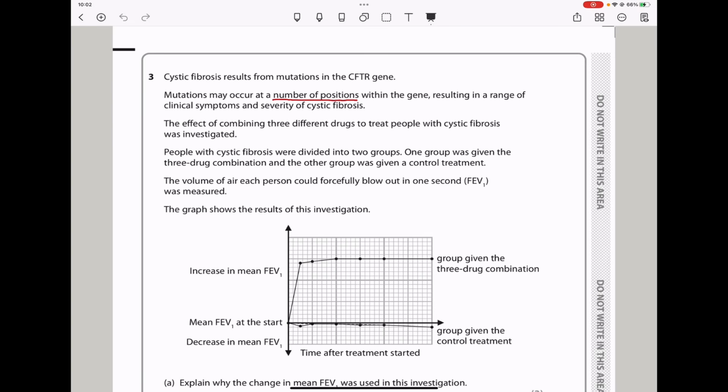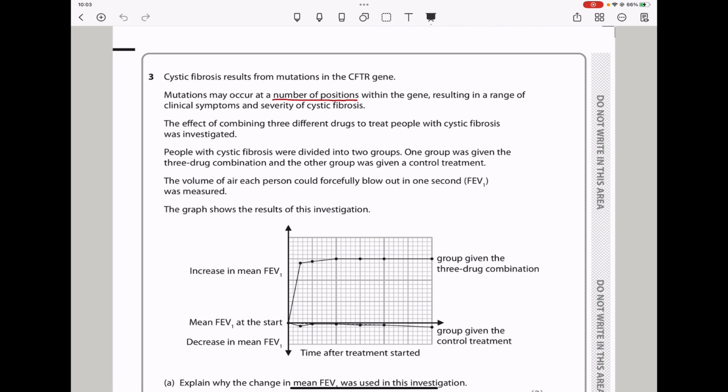Question 3. Cystic fibrosis results from mutations in the CFTR gene. Mutations may occur at a number of positions within the gene, resulting in a range of clinical symptoms and severity of cystic fibrosis. The effect of combining 3 different drugs to treat people with cystic fibrosis was investigated. People with cystic fibrosis were divided into 2 groups. One group was given the 3-drug combination, and the other group was given a control treatment.